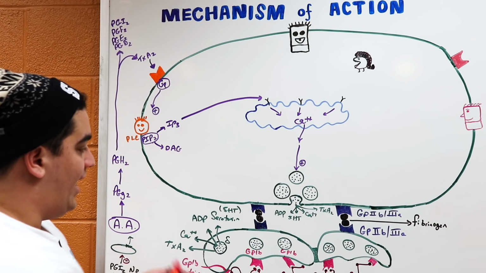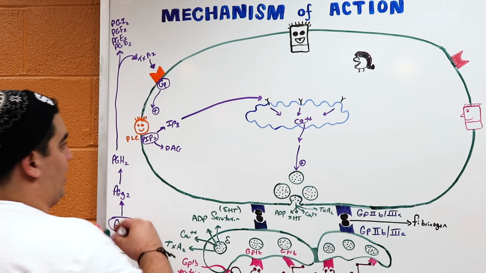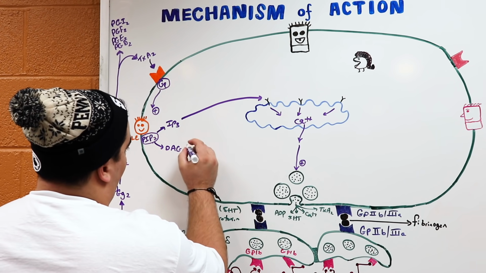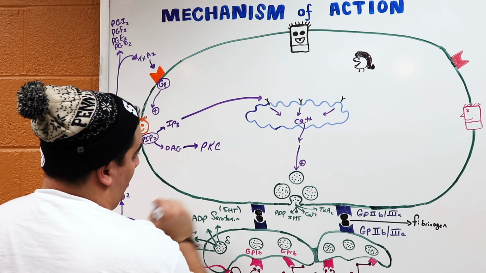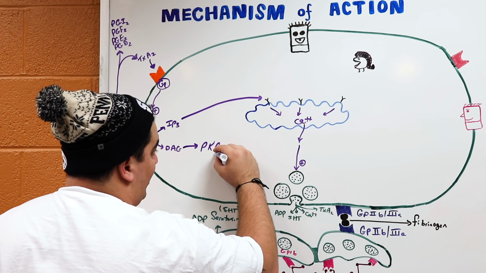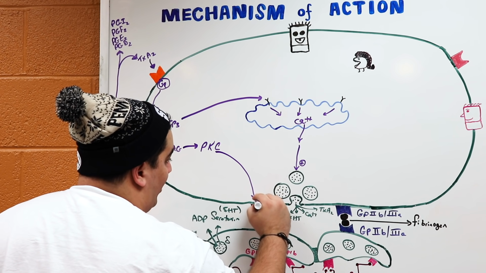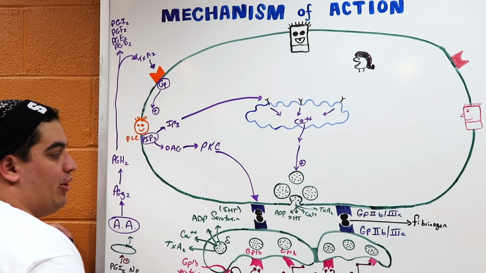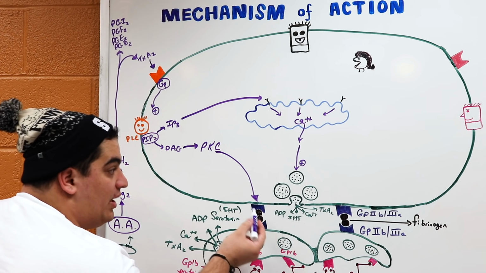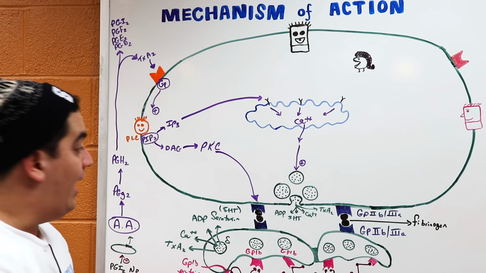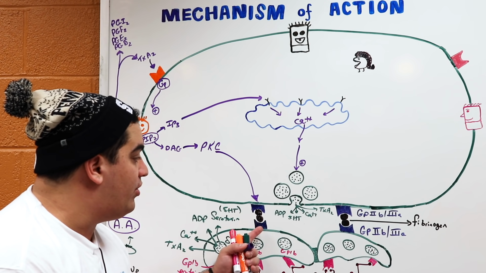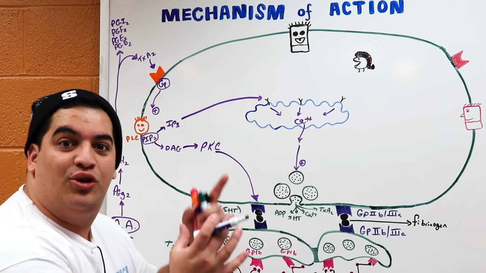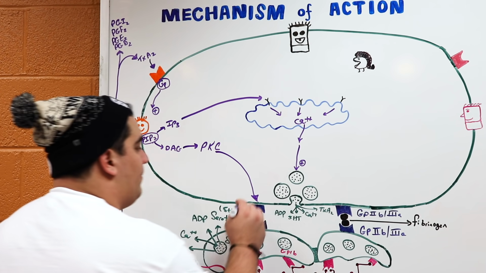At the same time, DAG is also activated. And what can this little guy do? DAG can also activate protein kinases, like protein kinase C. Protein kinase C can then go and regulate this specific protein here, which is that GP IIb/IIIa protein. And what does that allow for? It allows for this protein on this platelet to stick with this protein on this platelet through the fibrinogen glue. That's a beautiful thing, right?